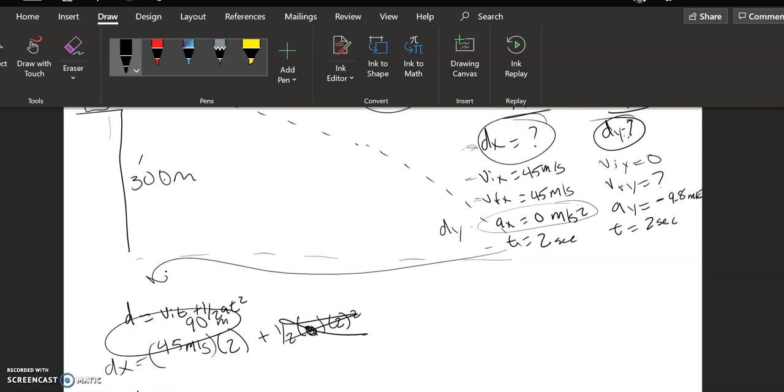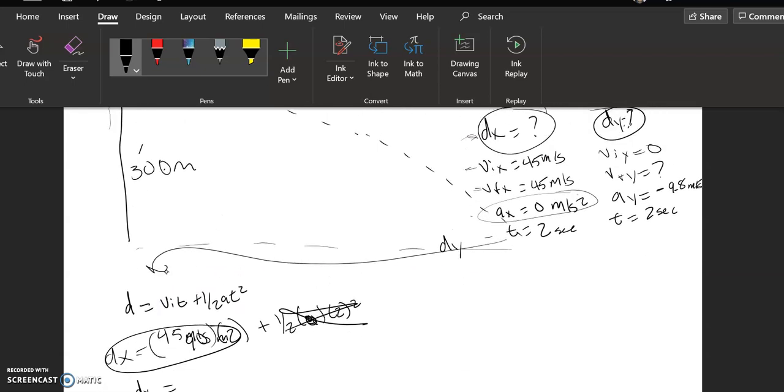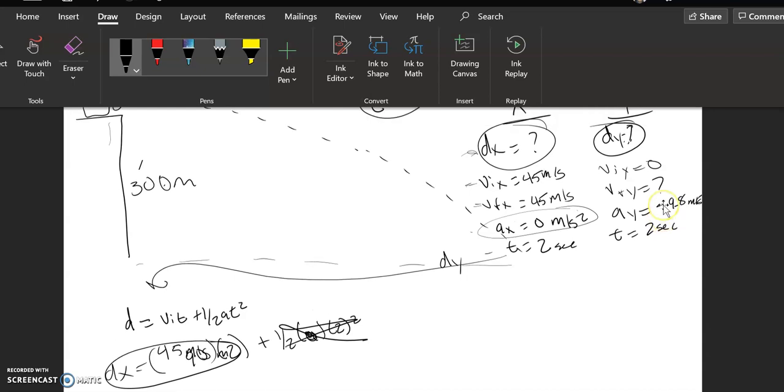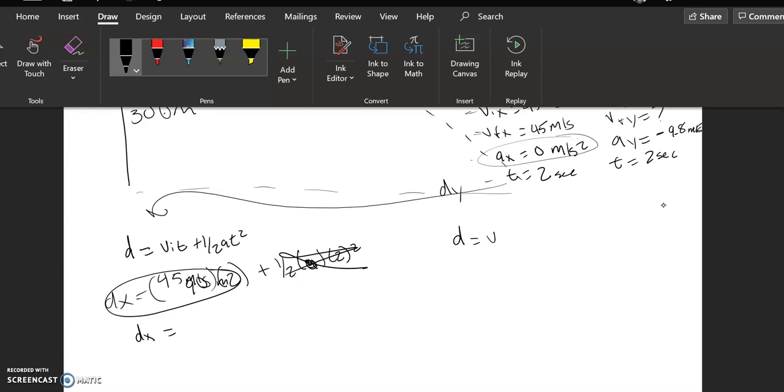So what is it that we know in dy? We know for dy that the initial velocity is 0, acceleration is negative 9.8, time is 2. So we can actually use the same exact equation. Distance is equal to initial velocity times time plus 1/2 a t squared. You can solve for this because you know acceleration, you know time, and you know the initial velocity. So distance in the y is going to be 0 times 2 plus 1/2 times negative 9.8 times t squared, which is 2 squared.